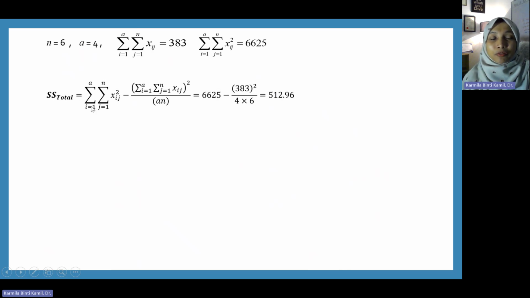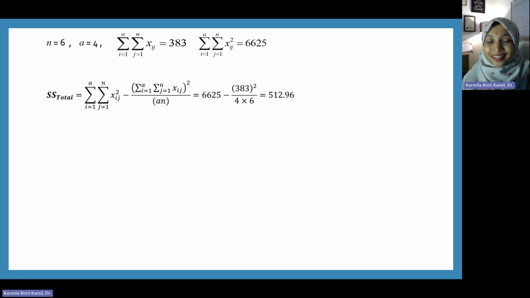The formula for SS total is the summation of xij squared, where the value is 6625, minus the summation of xij, squared. So the total of xij, which is 383, you square it, over a times n, where a is 4 and n is 6. Just substitute and you'll get 512.96.